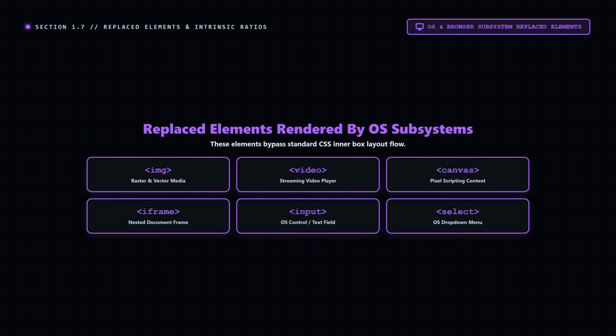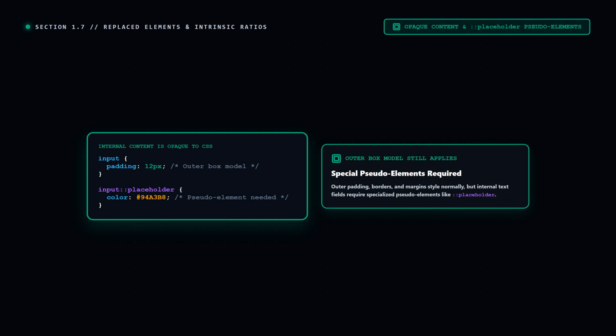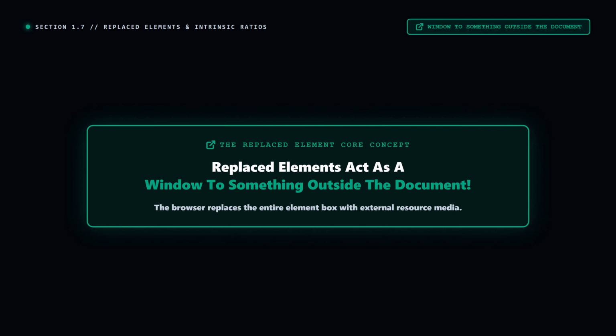The same principle applies to video, canvas, iframe, and form elements like input, select, and button. These elements are rendered by the operating system or a browser internal subsystem, not by the normal CSS box layout flow. The CSS box model still exists. You can add padding, borders, and margins, but the internal content is entirely opaque to CSS. You can't style the text inside an input element's actual text field with a simple selector. That requires special pseudo-elements like the double-colon placeholder pseudo-element. The element is a window to something outside the document.